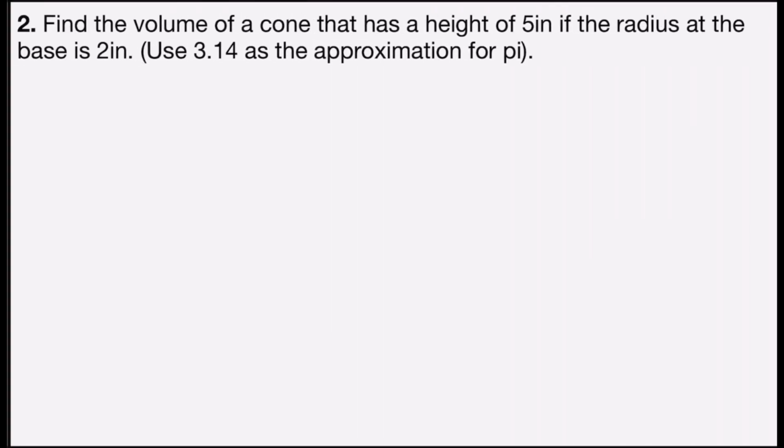Problem number 2 says, find the volume of a cone that has a height of 5 inches if the radius at the base is 2 inches, and it tells us to use 3.14 as the approximation for pi.